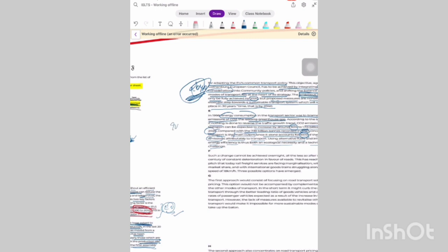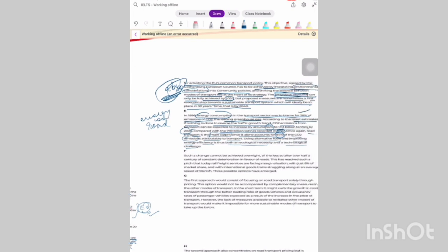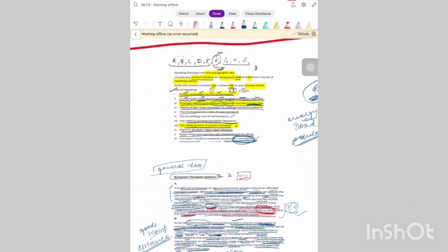So, road, energy consumption, CO2. What are they talking about? Pollution, emission of CO2. The main culprit is the road transport. Which heading? Charging for roads and improving the transport methods. No, this is also not. The environmental cost of road transport.